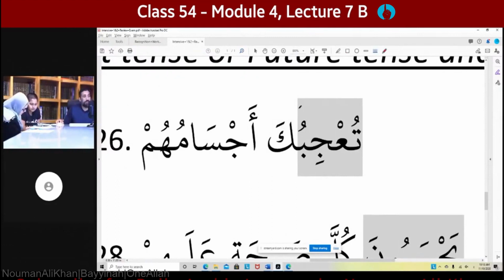Tu'jibuka ajsam. What do you think? Past tense or present tense? Present tense. Good job. What does it begin with? Ta. What can the ta mean in Arabic? Ta at the beginning can mean you or she, which means maybe we should look for an outside doer. Is there anything afterwards that's rafa? Ajsam. Yes, ajsam. Excellent catch.